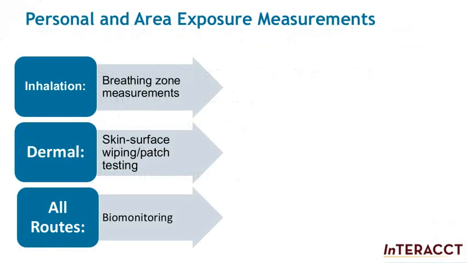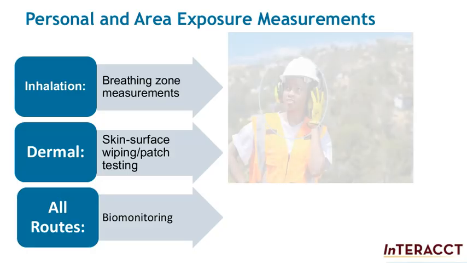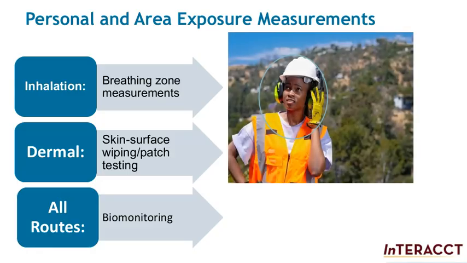Personal and area exposure measurements can be broken down by route of exposure as follows. When assessing inhalation exposures, personal exposure measurements are used to measure the concentration of the chemical or chemical mixture in the air within the individual's breathing zone. The breathing zone is defined as the hemispheric area forward of the shoulders within a 6 to 9 inch radius of the worker's nose and mouth. Area measurements can be used as proxies for personal exposures by accounting for the time activity of the worker relative to the area measurement.